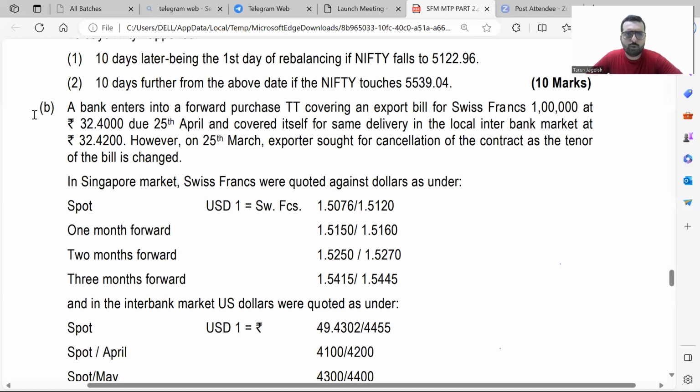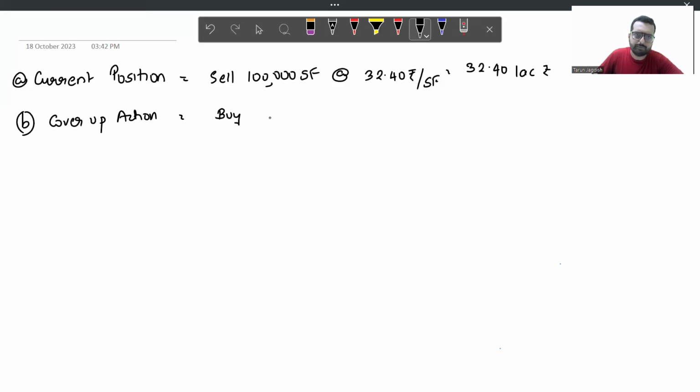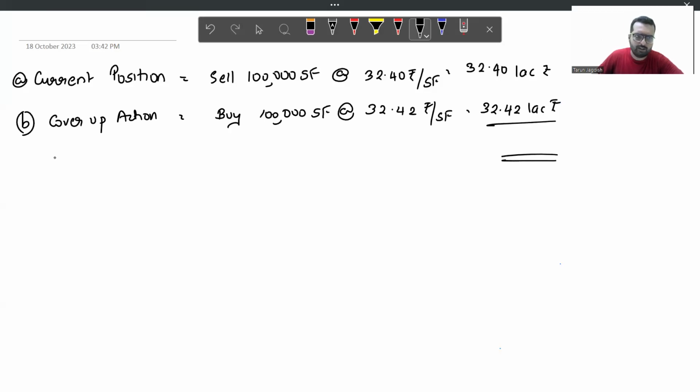Due on 25th April. The bank covered itself on the same day, for the same delivery, in the local interbank market at 32.42. So now tell me, if the original position is sell, what will be the cover-up action that he will take? He will buy 1 lakh at 32.42. So he will end up paying 32.42 lakh rupees. So by doing so, he is making a loss. What is the loss that he makes over here? Does he make a loss of 2000 rupees?